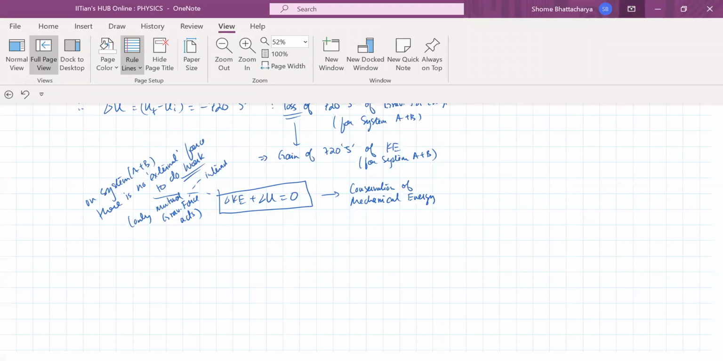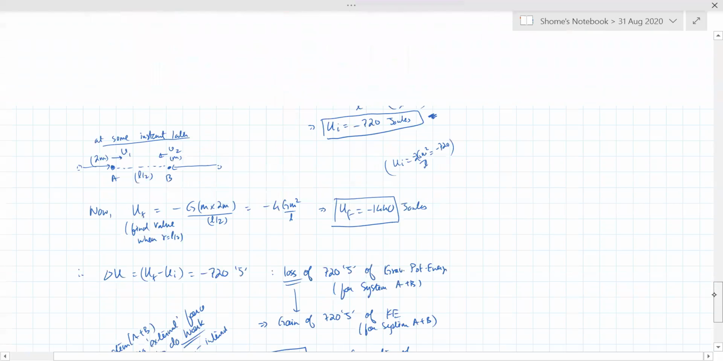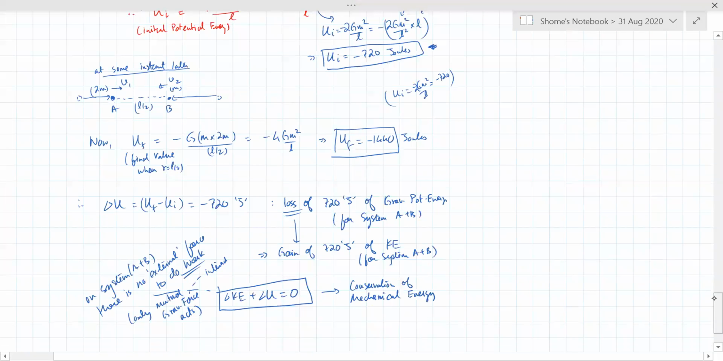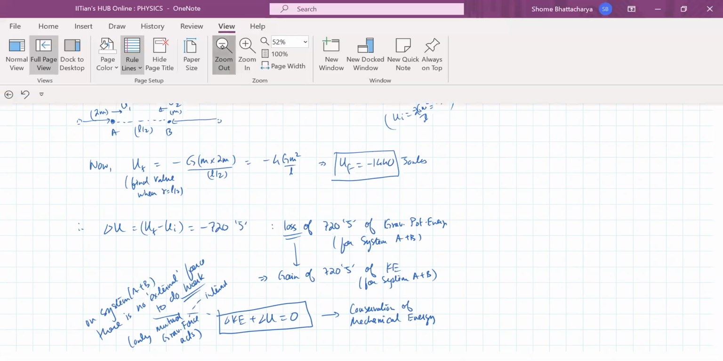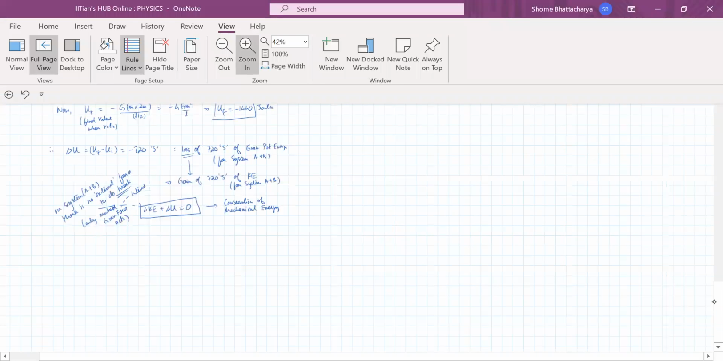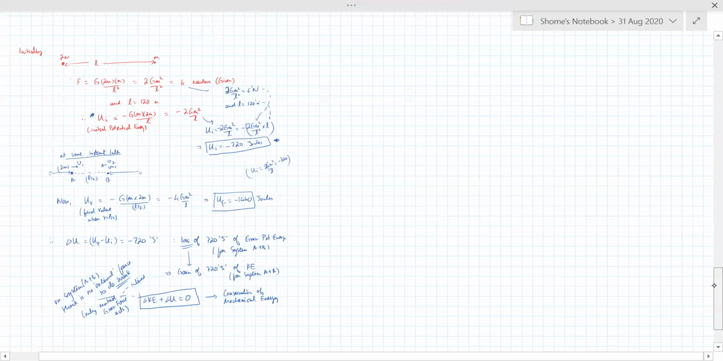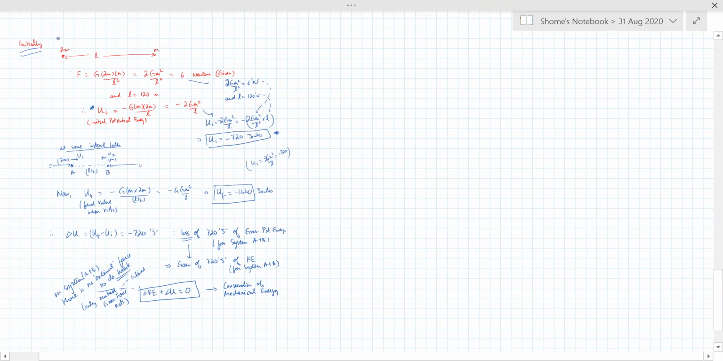So anyhow, this is the initial state, okay, when r was equal to L, and from here it is going to this final state when r has become L by 2. So the potential energy has gone from this initial value here to this final value.